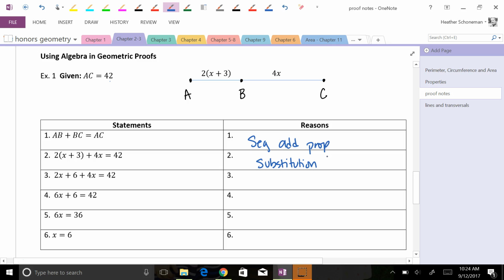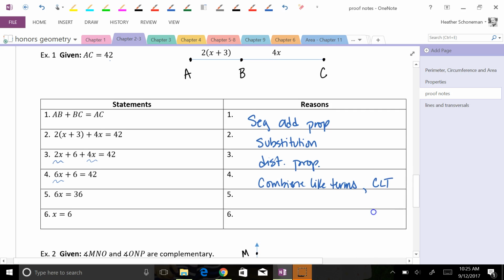Alright, so how do they get from step 2 to 3? Well, they distributed that 2. So it's the distributive property. Then we had a 2x and 4x, and then they rewrote it as 6x. This is not a property, but we do acknowledge this as a step, and we call this step combine like terms. And this is an abbreviation that I'll accept for this class, CLT, combine like terms.